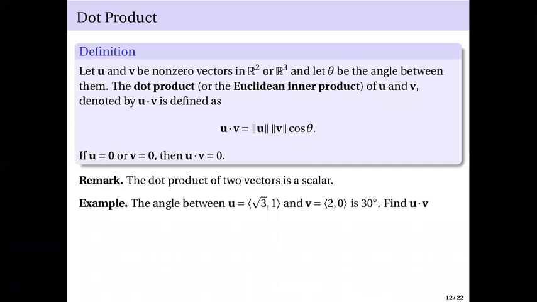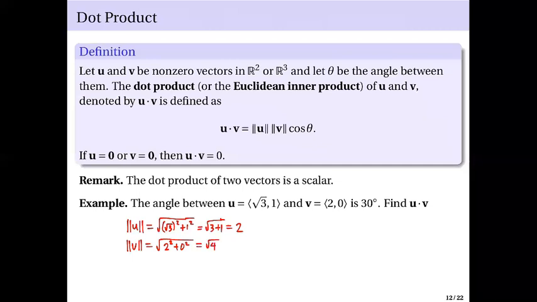In order to solve this, we need to find the magnitude of u. Magnitude of u is the square root of 3 squared plus 1 squared. This is equal to the square root of 3 plus 1, which is the square root of 4, which is equal to 2. And then the magnitude of v is the square root of 2 squared plus 0 squared. This is just the square root of 4, which is equal to 2 again.